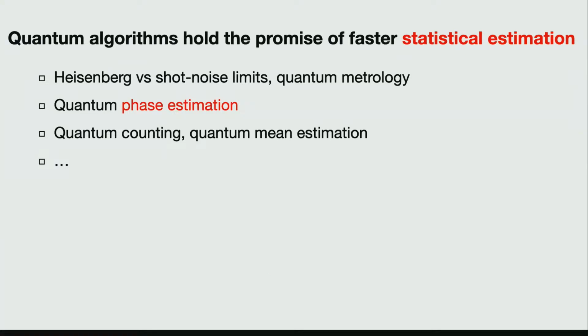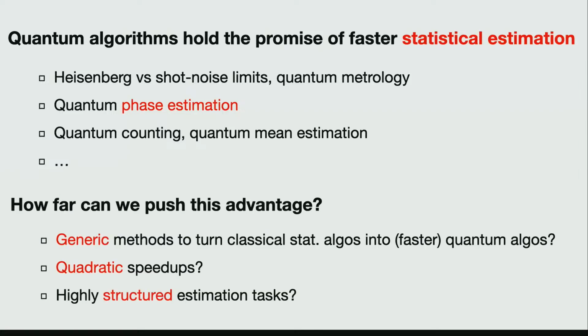Okay, so why do we care about computing partition function? Why do we hope that quantum computers may help in doing this task? Well, as you know, one of the advantages of quantum computing is that it provides a way of doing faster statistical estimation for a lot of different tasks. This is, for instance, the goal of quantum metrology. You have the so-called Heisenberg versus shot noise limit. And there are a lot of quantum algorithms that help you improve the performance of statistical estimation tasks, such as quantum phase estimation, quantum counting, quantum mean estimation, etc.